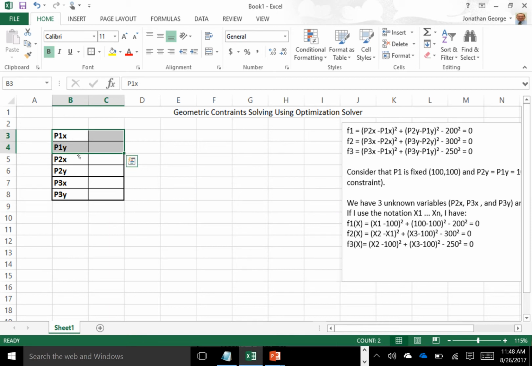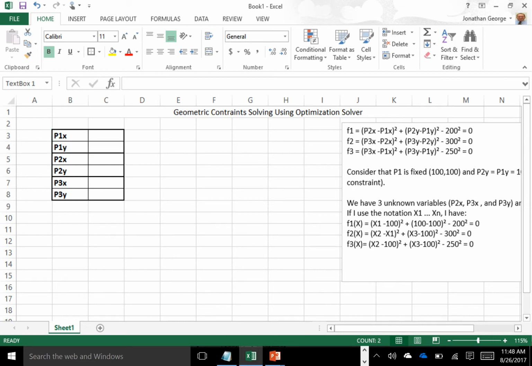We have 3 points. Point 1, P1 has an x-coordinate and a y-coordinate. Point 2 has an x-coordinate and a y-coordinate, and point 3 has an x-coordinate and a y-coordinate. We're just looking at two-dimensional space. This would be useful for example solving sketches when using parametric CAD systems.